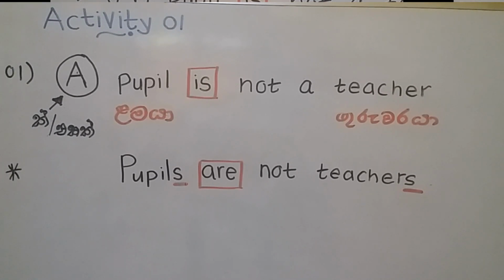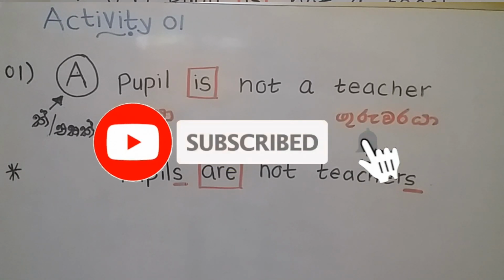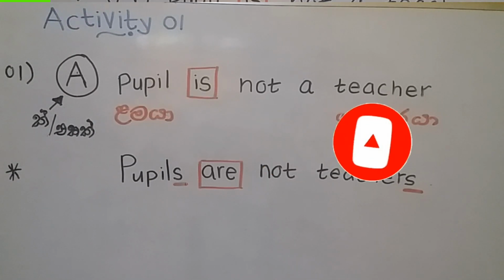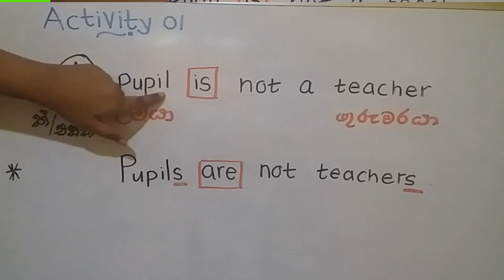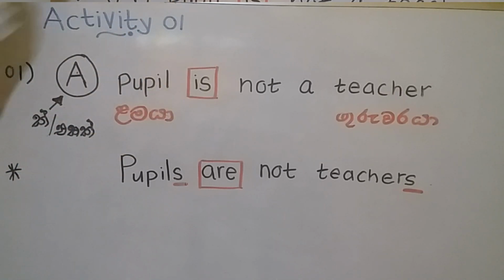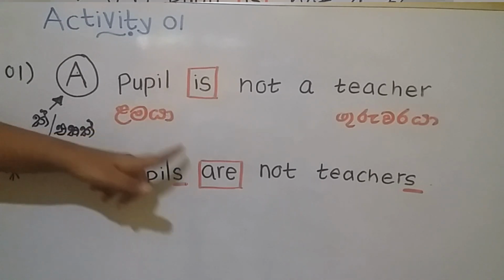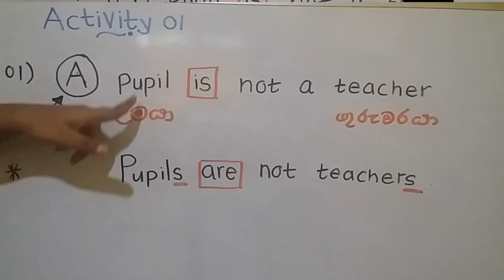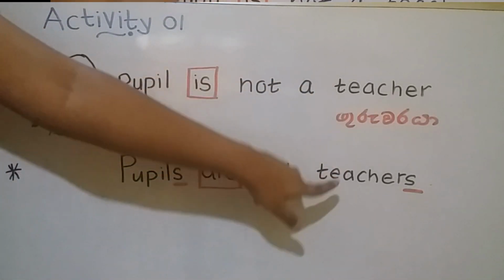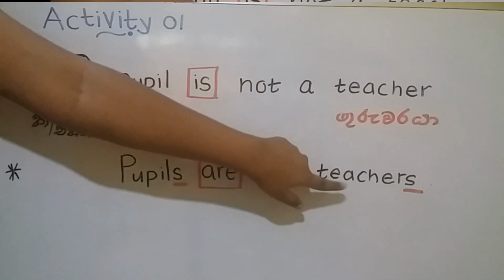Pupil and teacher are the two singular nouns, right? Try to turn them into plural. That's the easiest one. How? By adding a letter s at the end of the singular noun. Right? So pupils, plural form of pupil. Teachers, plural form of teacher.